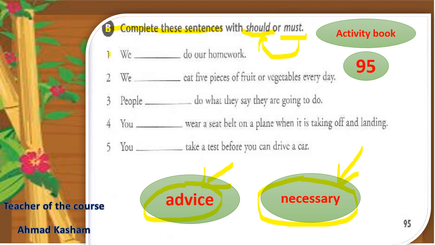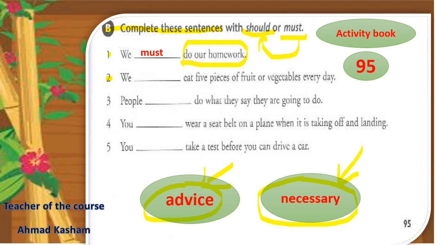Number 1, we should or must do our homework. What do you think here? To do your homework, is it necessary or not? Of course, it's necessary. Why? Because if you don't do your homework, you will be punished by your teacher. So, we must do our homework. Number 2, we should or must eat 5 pieces of fruit or vegetables every day. What do you think here?